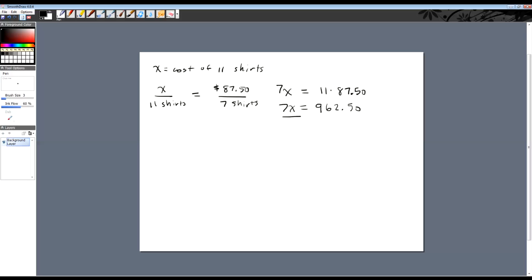Divide both sides by 7. Remember, this is the multiplication property of equality. Basically, you're multiplying both sides by the same number, 1 over 7. And then you solve for X, and X equals 137.50.